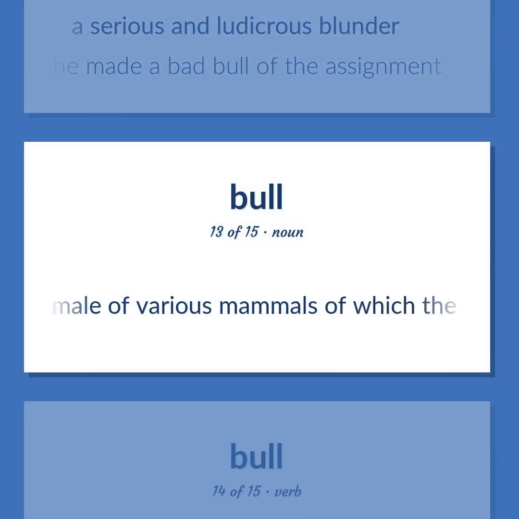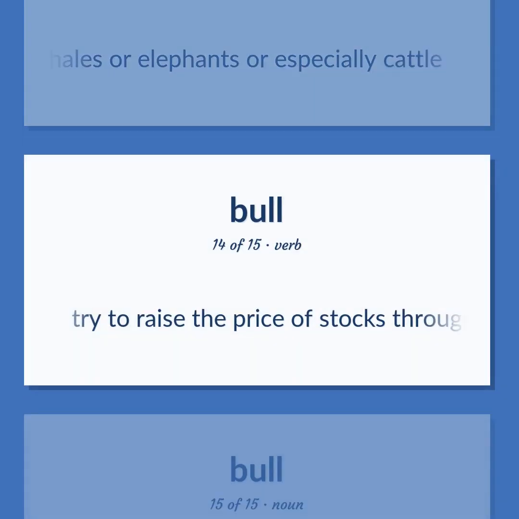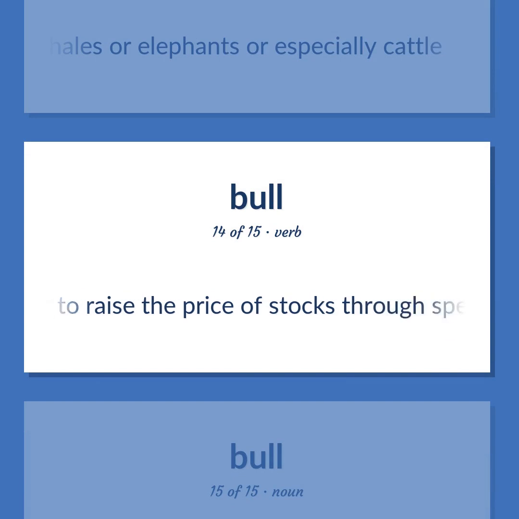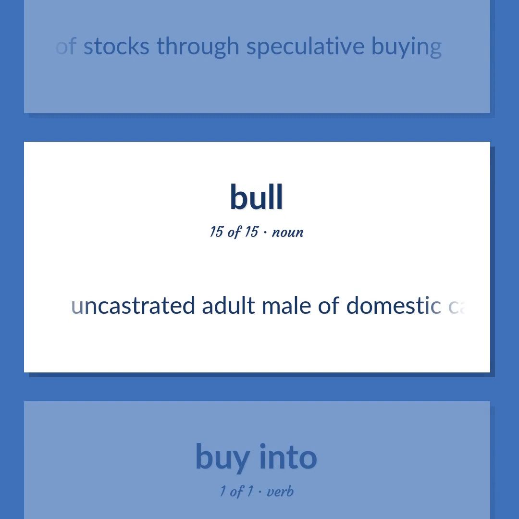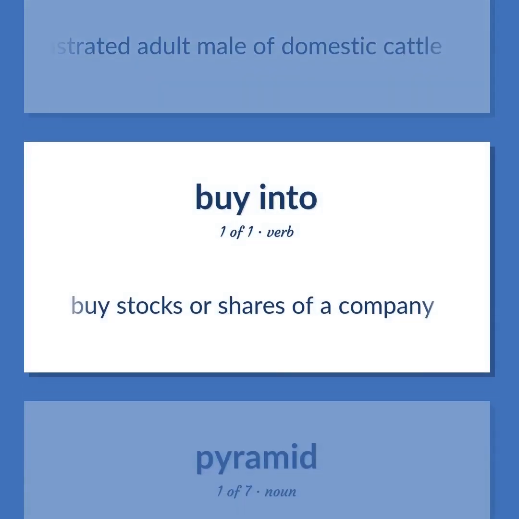Mature male of various mammals of which the female is called cow, e.g. whales or elephants or especially cattle. Try to raise the price of stocks through speculative buying. Uncastrated adult male of domestic cattle. Buy stocks or shares of a company.